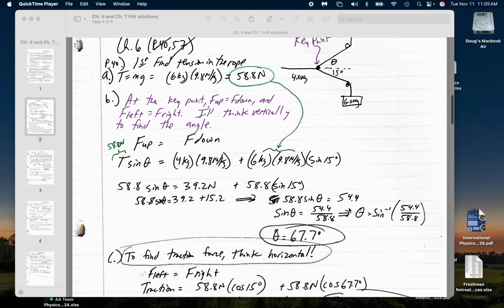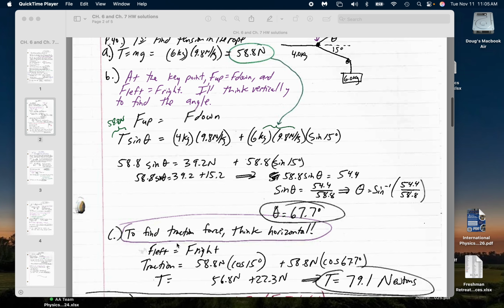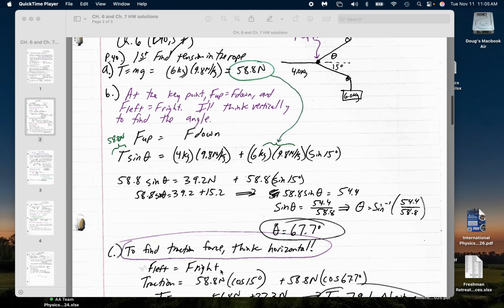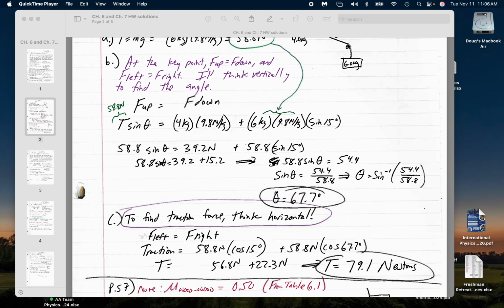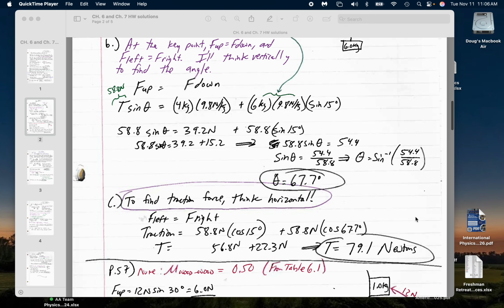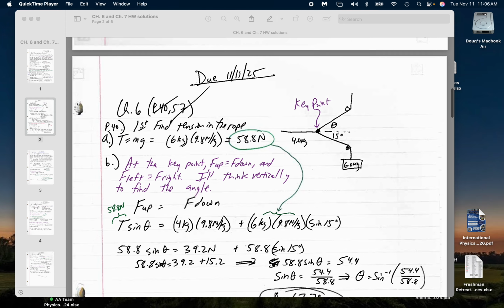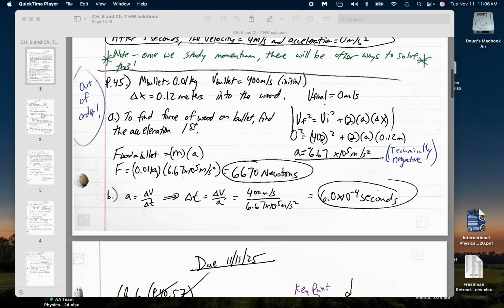So to think about the traction force, in other words, how much force is being pulled out, we have to think horizontal. So the traction force, the force pulling back to the left, would equal the components of the force to the right. So I have 58.8 newtons cosine of 15 degrees. That's the horizontal component of this. And 58.8 newtons cosine of 67.7 degrees. It's the horizontal, again, component of that part. And that ends up being 79 newtons. So kind of an interesting medical problem related to the physics.